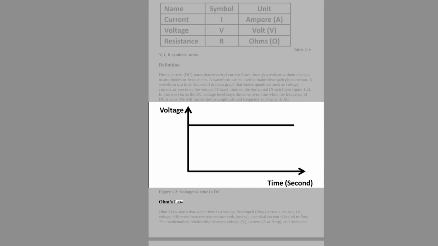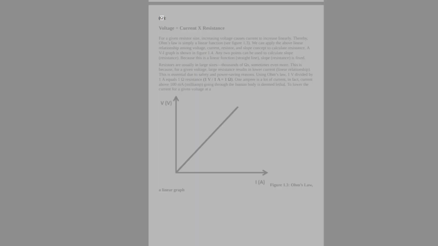Ohm's law. Ohm's law states that when there is a voltage developed, drop, across a resistor, i.e., voltage difference between two resistor ends, nodes, electrical current is bound to flow. The mathematical relationship between voltage, V, current, A or amp, and resistance, omega: voltage equals current x resistance. For a given resistor size, increasing voltage causes current to increase linearly. Thereby, Ohm's law is simply a linear function, see Figure 1.3.